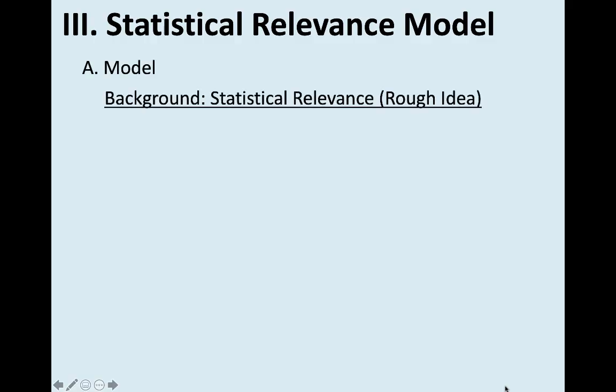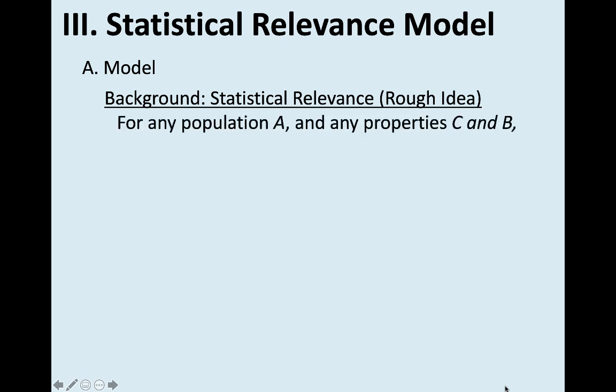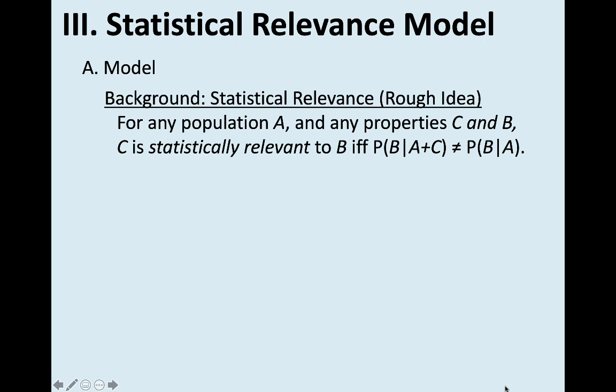Okay, so in this section we're going to look at what's called the statistical relevance model of scientific explanation. In order to understand this model, you need to know what statistical relevance means, so let's look at that. For any population A and any properties C and B, C is statistically relevant to B if and only if the probability of B given A plus C is not the same as the probability of B given A alone.